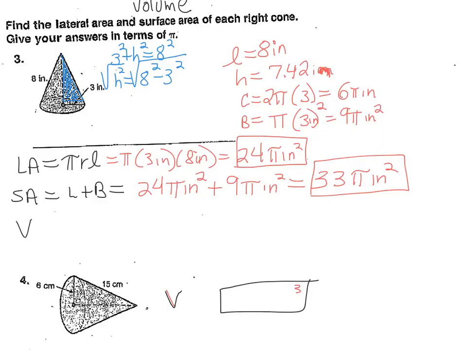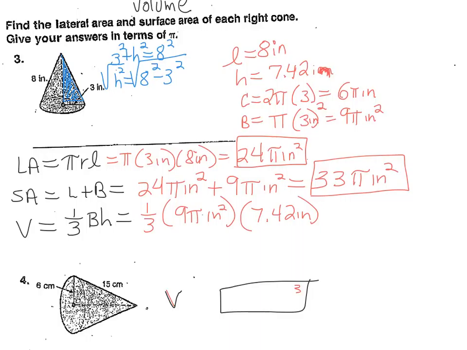And last but not least is the volume. For the volume, this is 1/3 the area of the base times the height. Wait, is it a cone? Right, for the cone it is 1/3 B times the height, where B stands for the area of the base, which is pi r squared. We already have the base, and that's 9 pi square inches. The height is 7.42 inches. Let's just put that in the calculator.